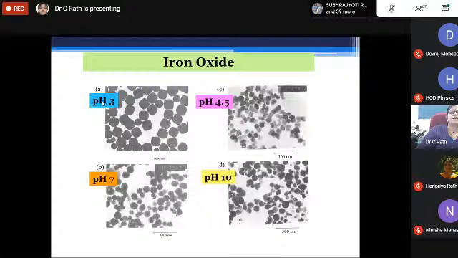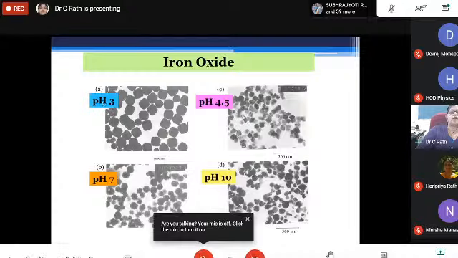This is iron oxide made hydrothermally. It is at pH 3, at different pH. One can see how the shape of the material is different. Not only shape, it is having a very drastic change in magnetic properties.